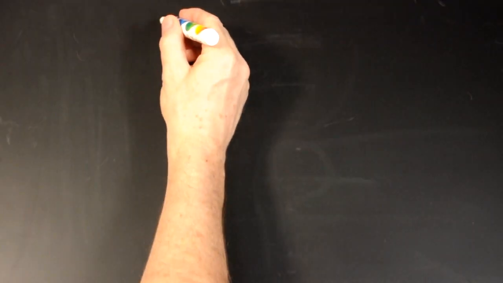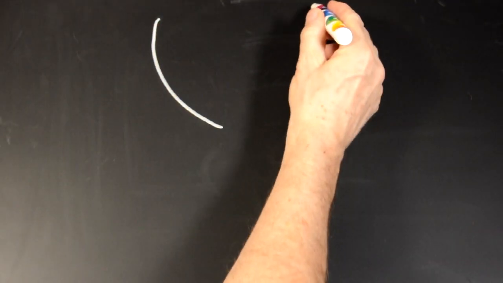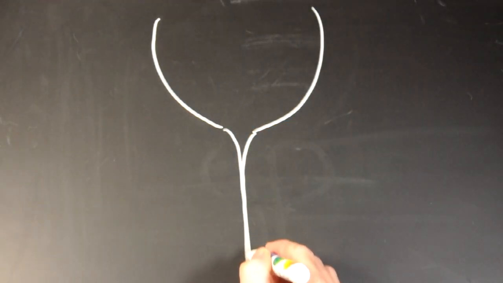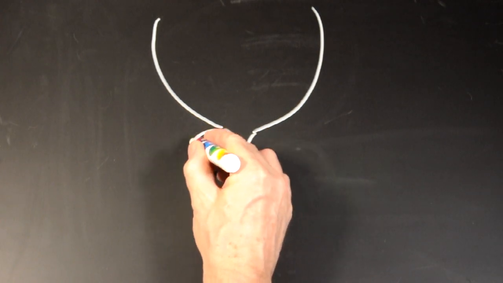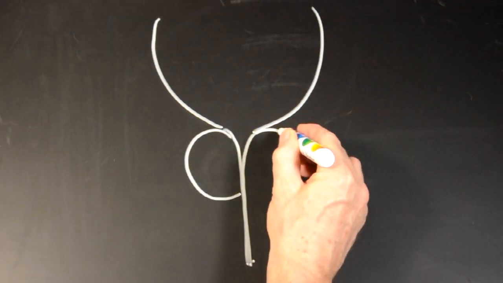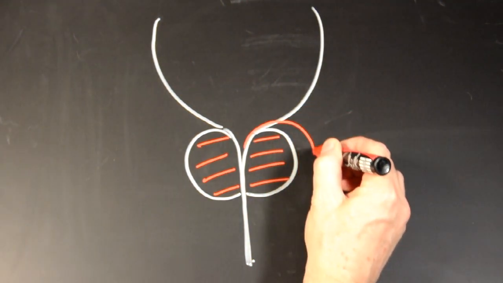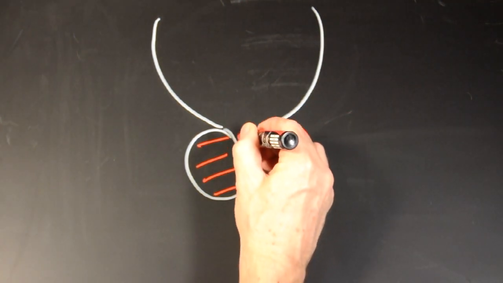The lower urinary tract consists of the bladder, the urethra, and the prostate. It's the prostate that is the source of much of our urinary problems as men. The prostate sits around the base of the bladder. It's a reproductive organ and has no use after you've had children.